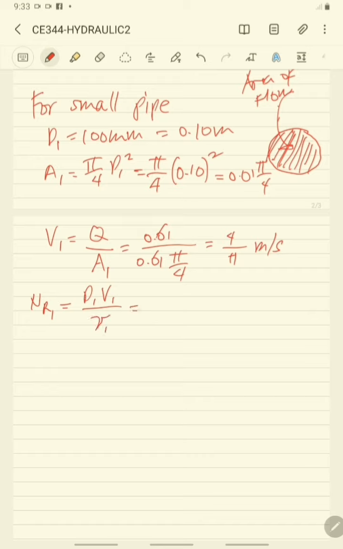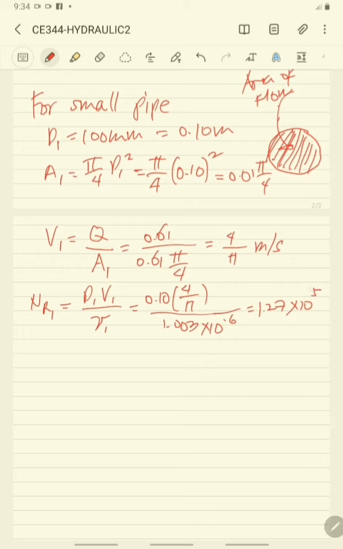D1 V1 over the kinematic viscosity. So you have 0.1 times 4 over pi, divided by 1.003 times 10 to the negative 6. And that is equal to 1.27 times 10 to the fifth.